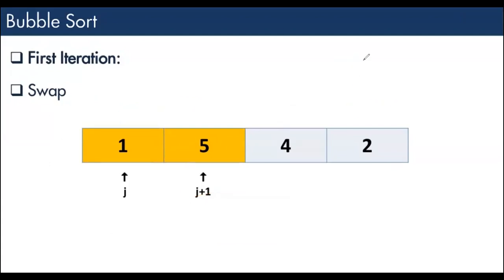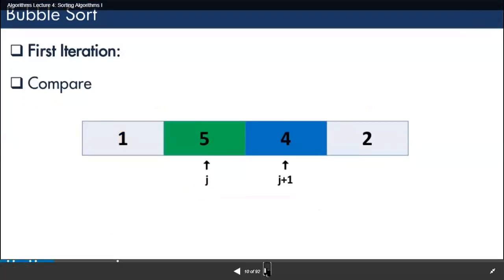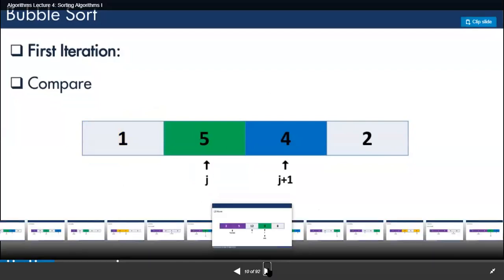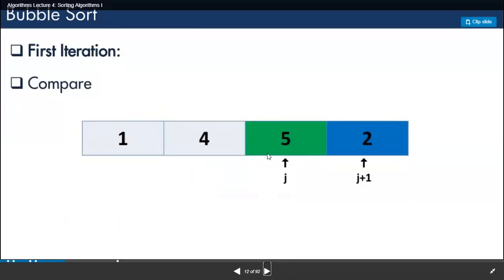Okay, so what are the next two elements? 5 and 4. Again, the same question: are 5 and 4 in the correct order? Obviously no, right? 4 should come in front. So we swap these two elements. And then we go for the next two, that is 5 and 2. Are 5 and 2 in the correct order? No. So we swap these two elements. So after the first iteration, the array will look like this.